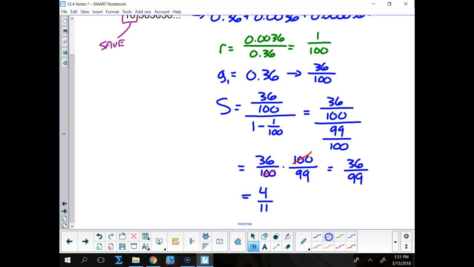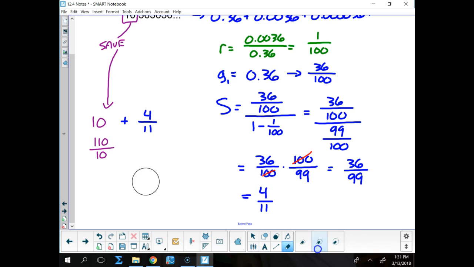Okay. Bring my 10 into play. 10 is 110 elevenths. Excuse me, 110 over 11. Shouldn't have said tenths there. Plus 4 elevenths gives me 114 over 11.